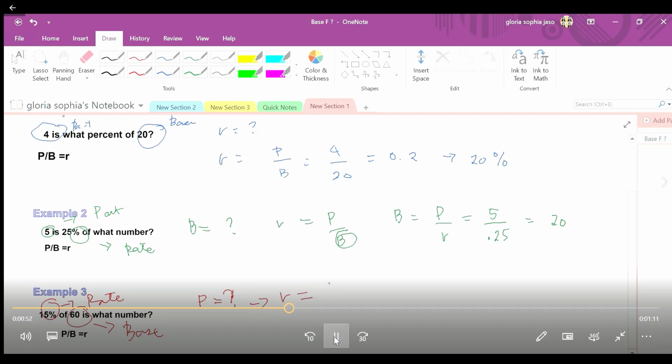So from the formula, R equals P over B, to solve for P, multiply both sides by B. So we will have P equals R times B. So substituting the values, we have R equals 0.15, changing 15% into a decimal, then B is 60. So using the calculator, the answer is 9.